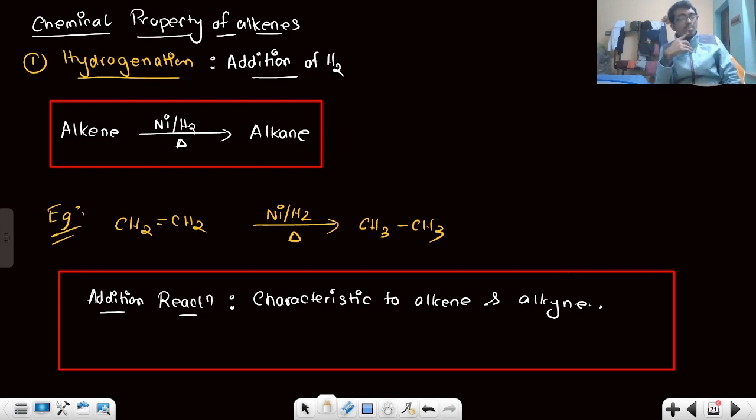You cannot make your general formula CnH2n+4. It does not exist, right? But alkenes are having a double bond. So that means their stomach is empty. So they can eat more. They can break the double bond and add 2 more hydrogens to form a single bond. Similarly, alkyne is having a triple bond. So it can break 2 bonds ultimately to form one alkane. So they can add 4 hydrogens. Clear? So addition reaction is characteristic to alkene and alkyne, while substitution reaction is characteristic to alkanes. Clear? Understood? Next, let's move.